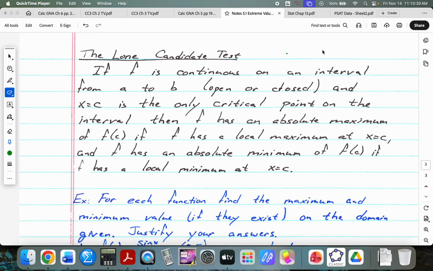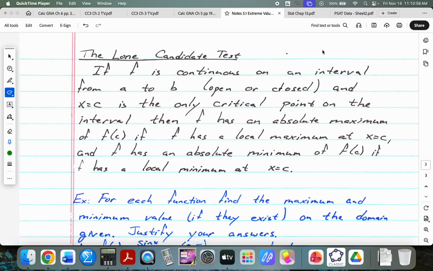Next is something that I call the lone candidate test. Whereas apparently lots of textbooks have the candidates test in it, almost none of them have the lone candidate test in it. So this is a special case that lets you go from a local argument to a global argument. It is the only time you can go from a local argument to a global argument.